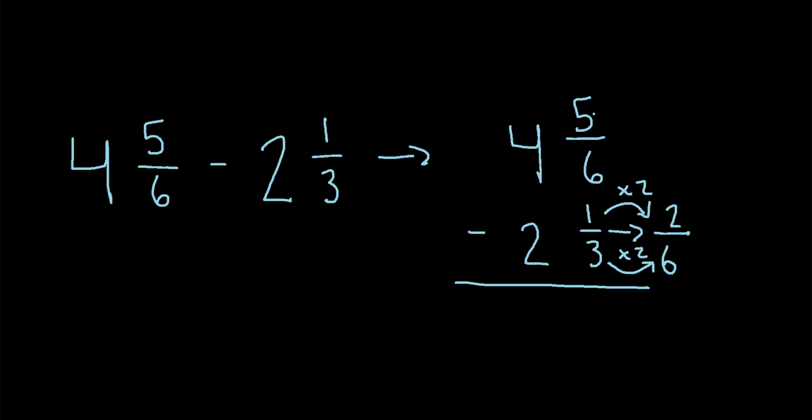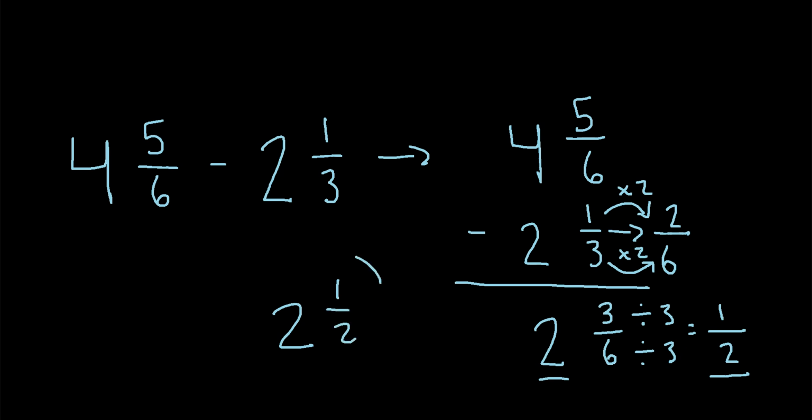So now we can do 5/6 minus 2/6, and that's 3/6. So let's write that right here. And then lastly, we can do 4 minus 2, which is 2. So we get 2 and 3/6. Now the last step is we'll notice that we can reduce this fraction. If we divide the numerator by 3 and we divide the denominator by 3, we get 3 divided by 3 is 1, over 6 divided by 3 is 2. So really our final answer is 2 and a half. So let's write that right here: 2 and 1/2. So 4 and 5/6 minus 2 and 1/3 is 2 and a half.